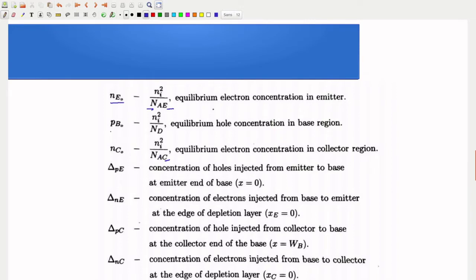Similarly, Pb0 will be the equilibrium hole concentration in the base region. And Nc0 is the equilibrium electron concentration in the collector region.